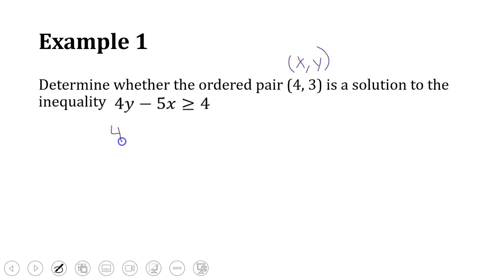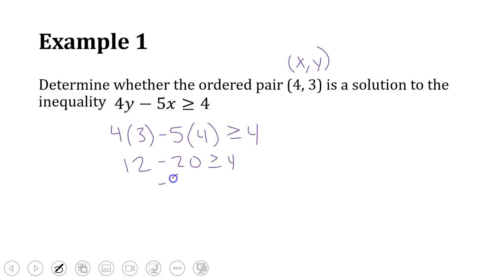So here I have 4 times y, what was the y? 3, minus 5 times x, what's my x? Plug in 4. And then bring everything down. So instead of the y and x, I plugged in the 4 and 3. I replaced it. So now let's solve. 4 times 3 is 12. Negative 5 times 4 is negative 20. And then 12 minus 20 is negative 8.